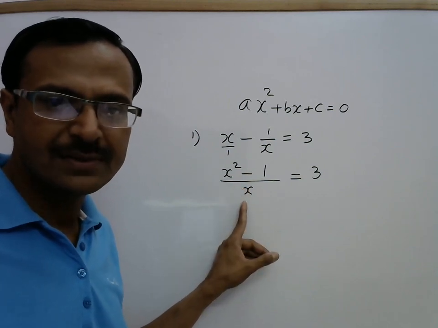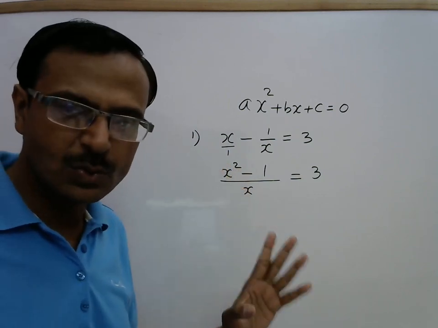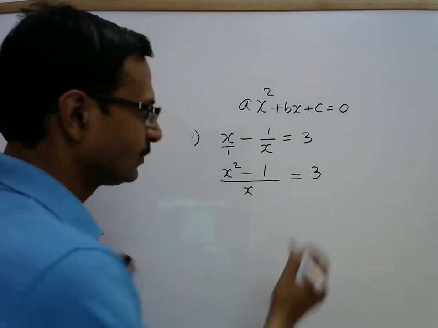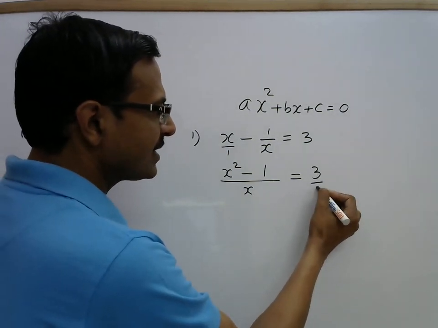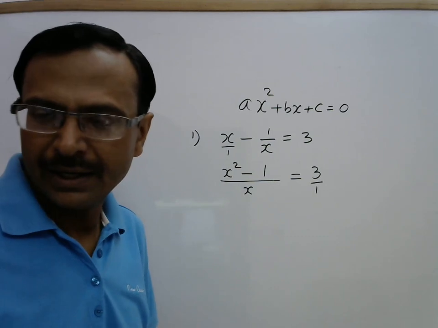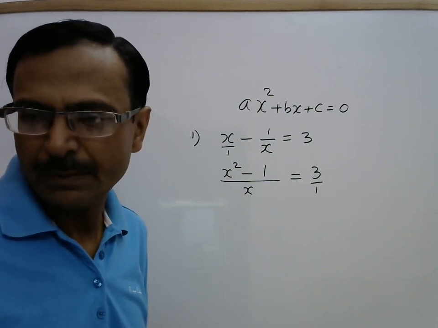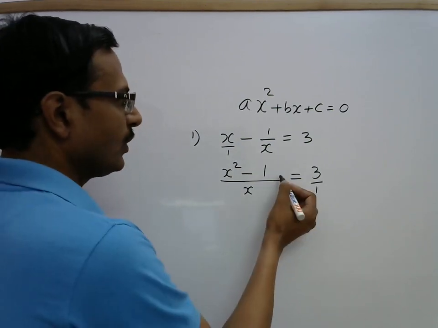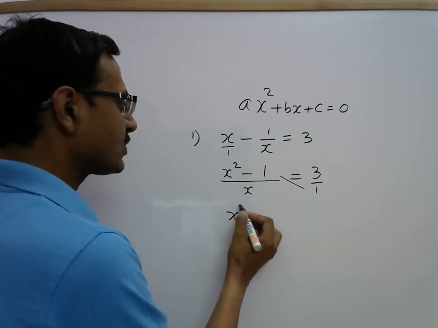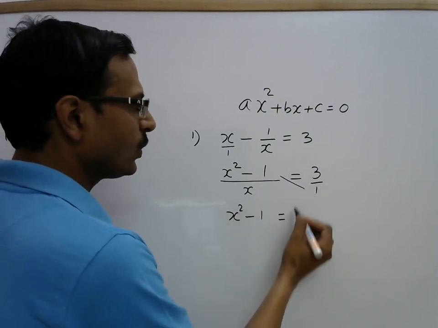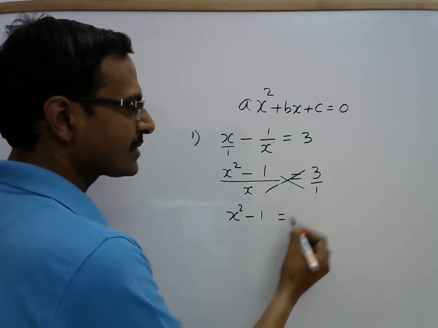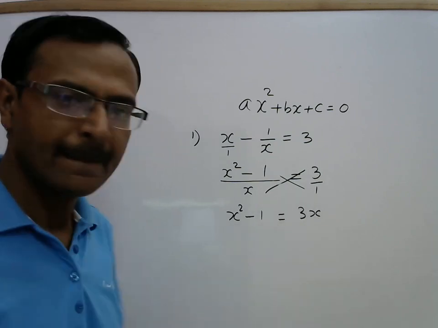So once you do this, next step is to cross multiply. This 3 can be written as 3 upon 1, and now cross multiply. So if you multiply it by 1, this will become x square minus 1, and equal to, if you multiply this by x, then this becomes 3x.